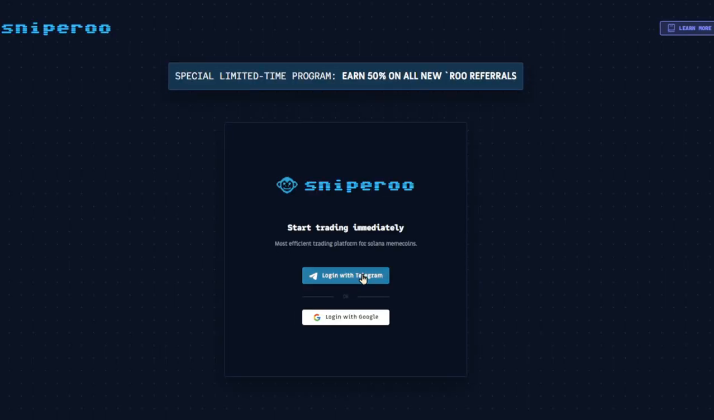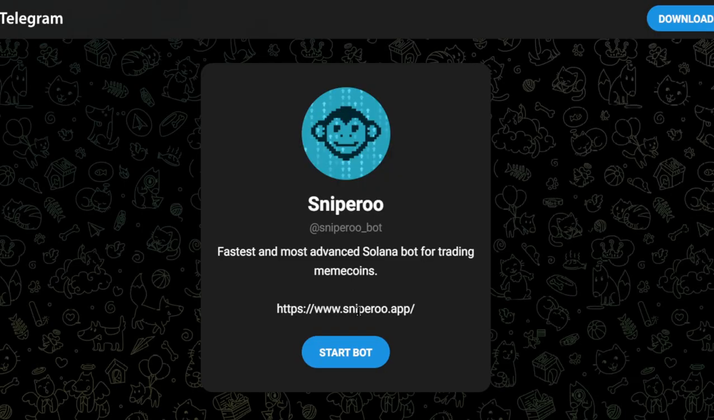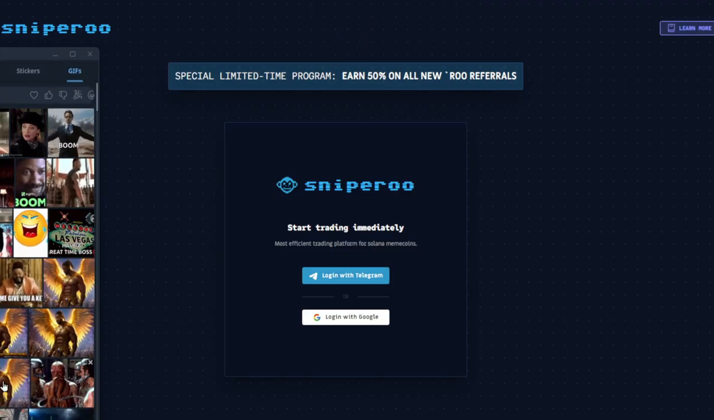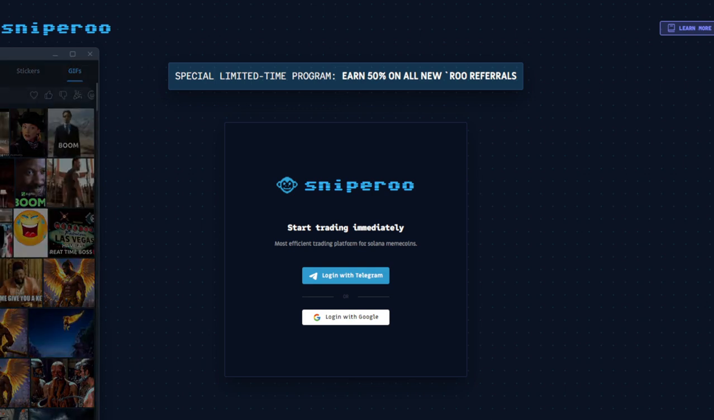Once you get there, you can either log in with your Telegram, or you can log in with your Google, and by the way, this is how they authenticate you. I would say just log in with a Telegram if it's easier for you. That's what I'm going to do right now. It's not a Telegram bot, but you do need to log in through Telegram to authenticate yourself before you begin.